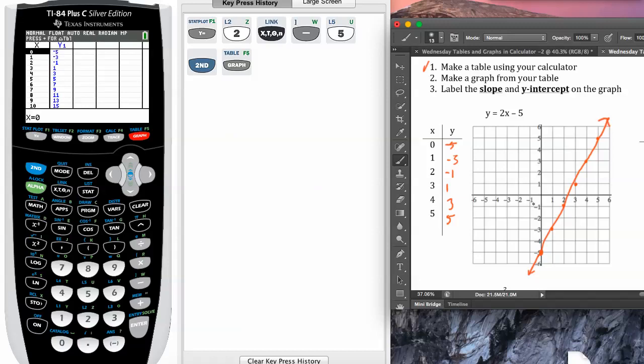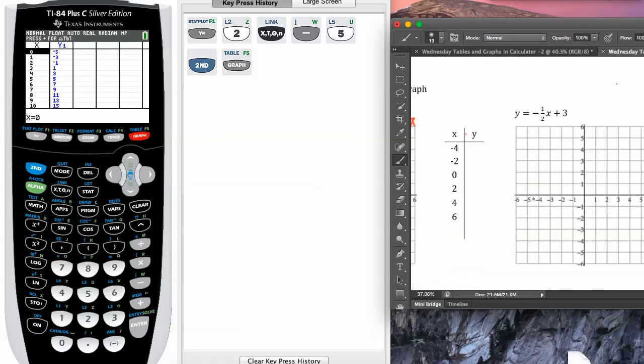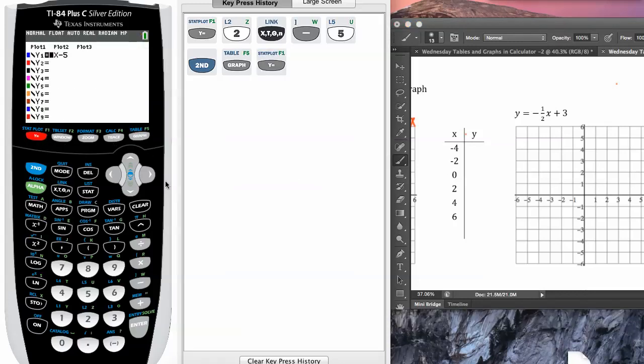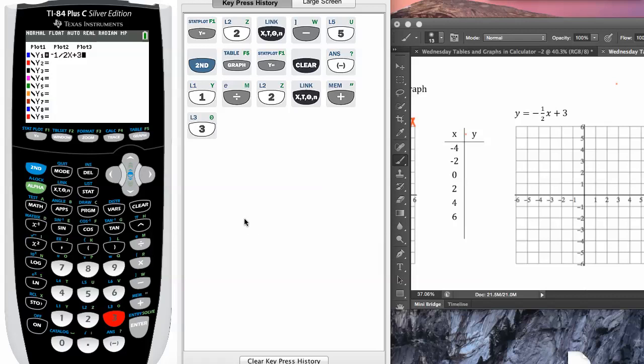Now, you can do the same thing with all these other problems. Some hints for this next one, though. I'm going to clear that out. To type in fractions, all I need to type is negative 1 divided by 2, because that's what a fraction is. 1/2 means 1 divided by 2. And then x plus 3.